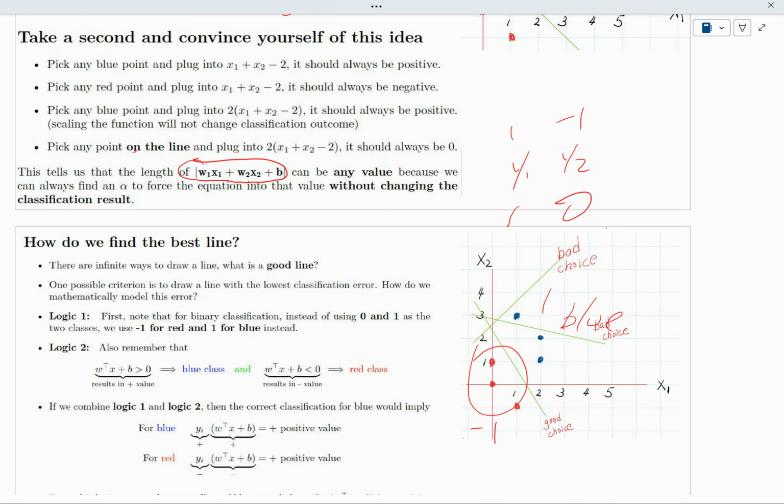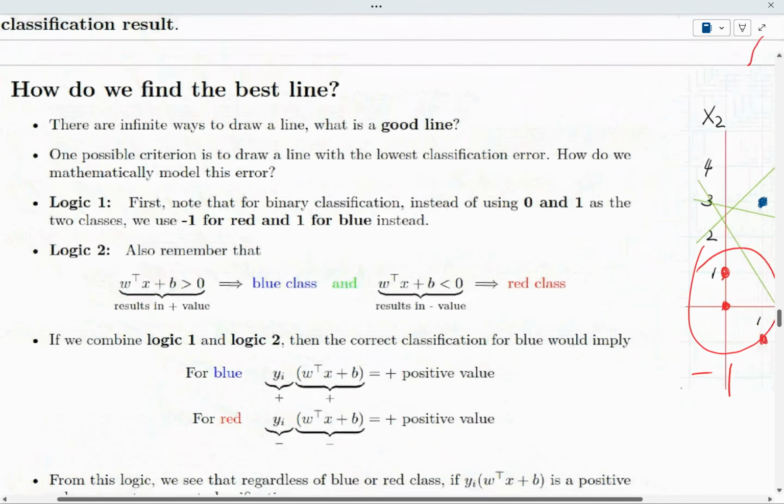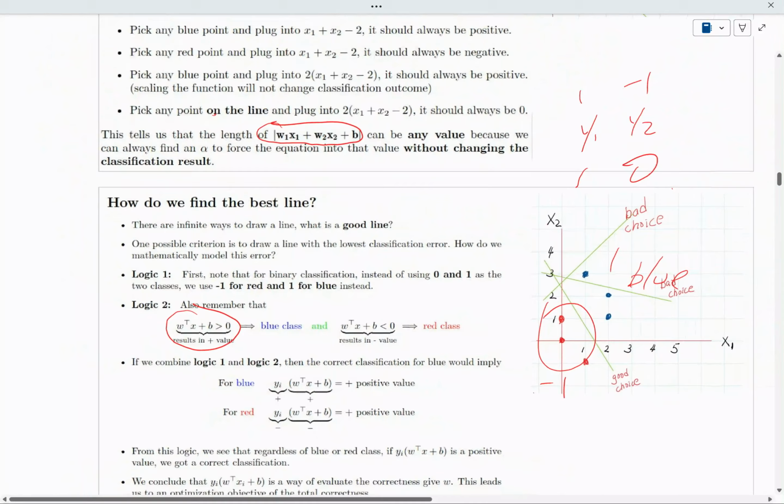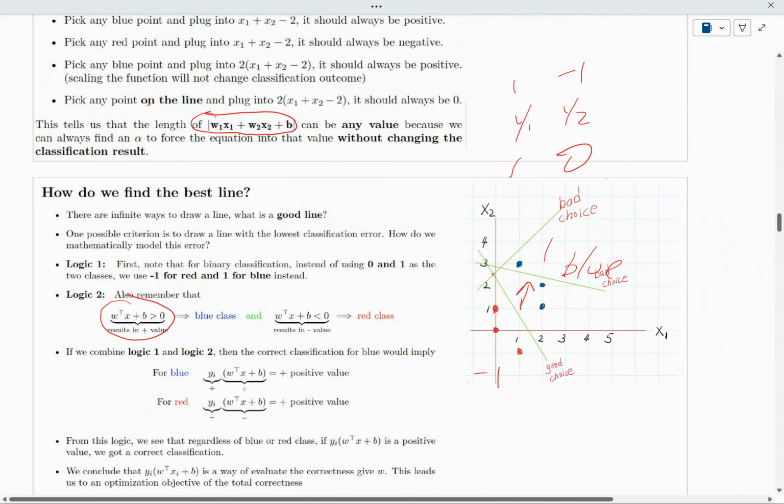Next, the second logic you need to understand is that when you plug the x value in, any point you plug in, if the result is greater than 0, that means it's above the line. And if it's negative, it means it's below the line. So any point plugged into this line equation tells you if it's above or below. So blue class is above, red class is below. Now, let's combine these two logics, logic 1 and logic 2, together.